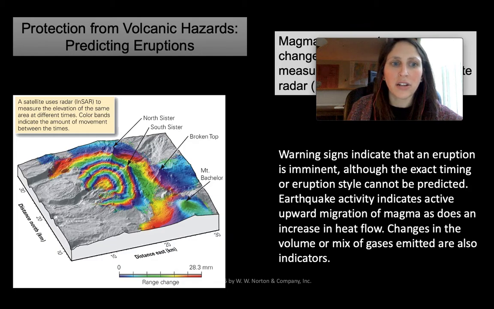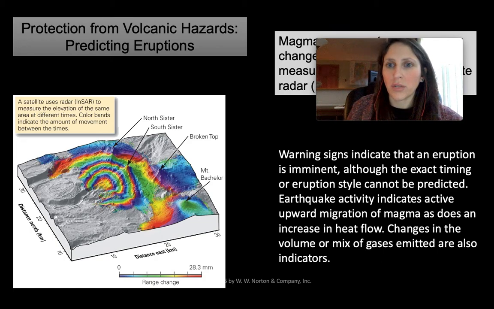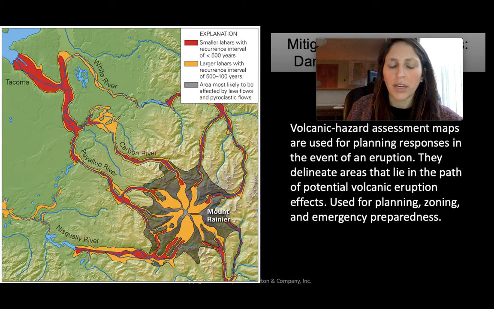We can also look at InSAR, so satellite radar data, to use elevation. Color bands indicate the amount of movement between the times. Okay, so this will track the movement of the volcano, looking at different types of volcanic activity. So if you have earthquakes or lava flows or any type of different volcanic activity, you can track that and kind of predict when our really big destructive eruptions are going to happen based on that type of activity. Okay, you can also have mitigation geologic maps showing which areas have the most likely recurrence interval based on where they are located.